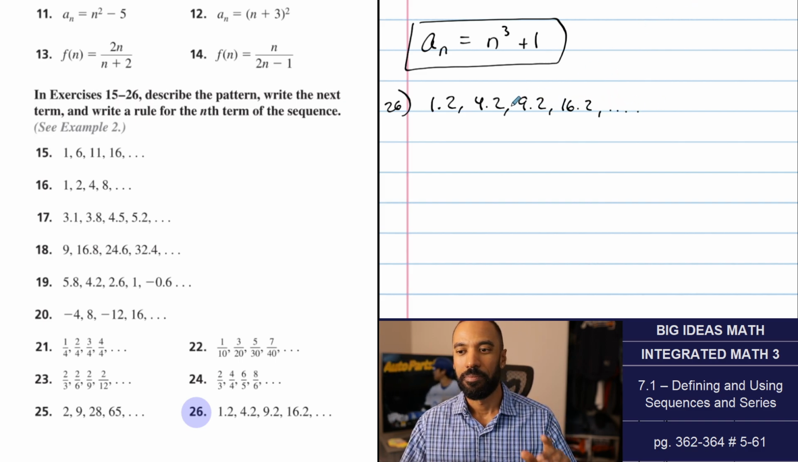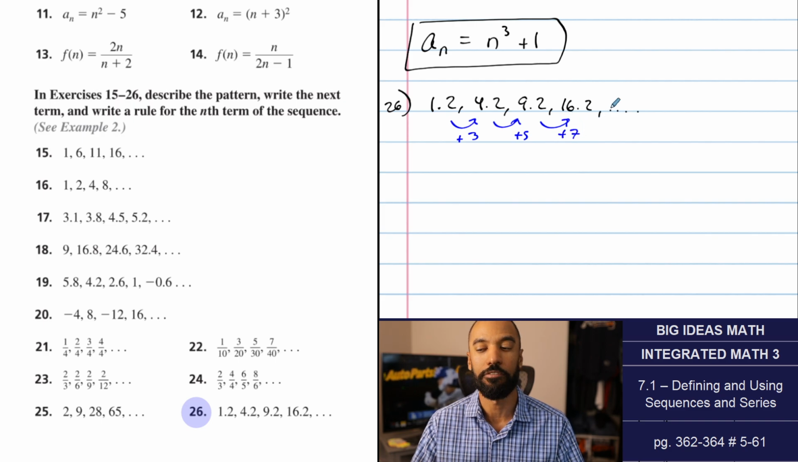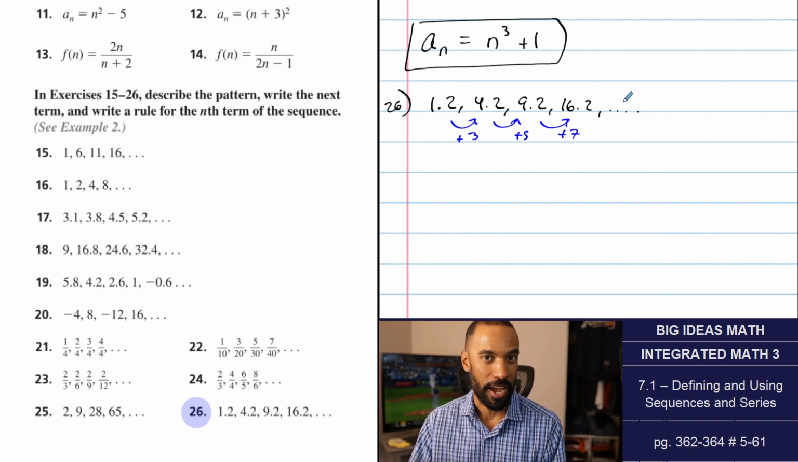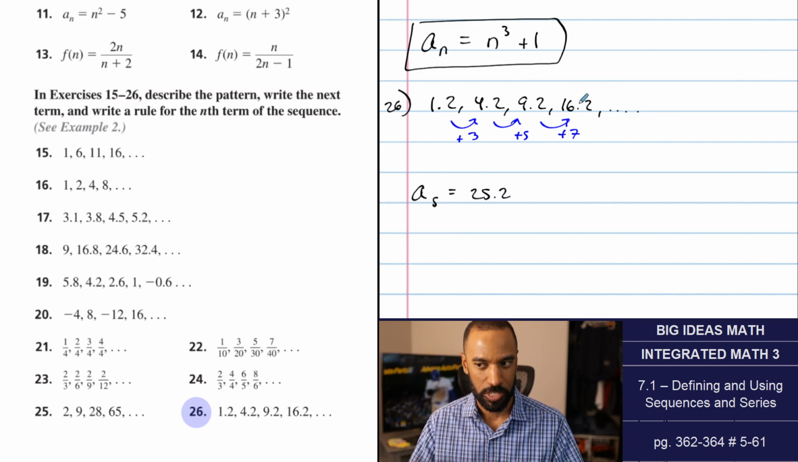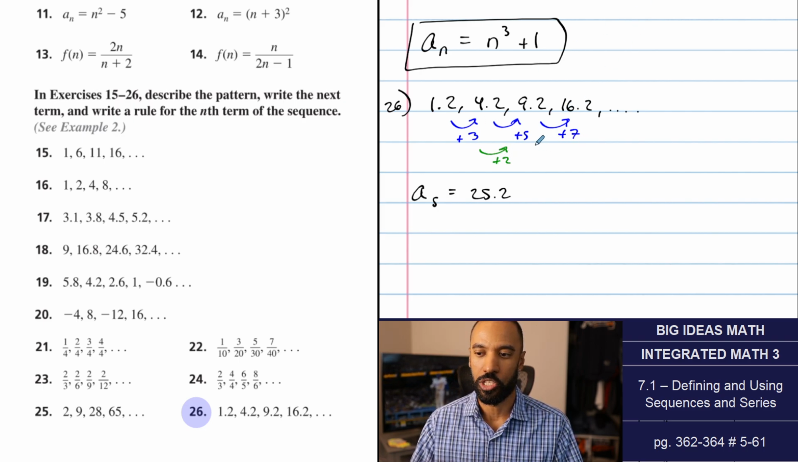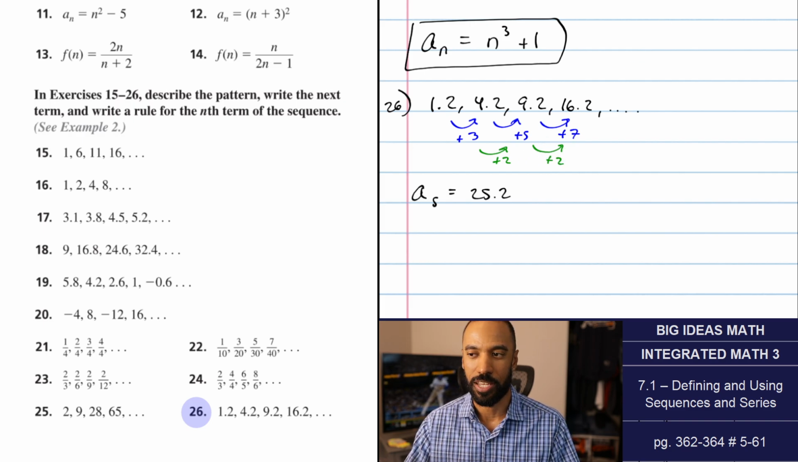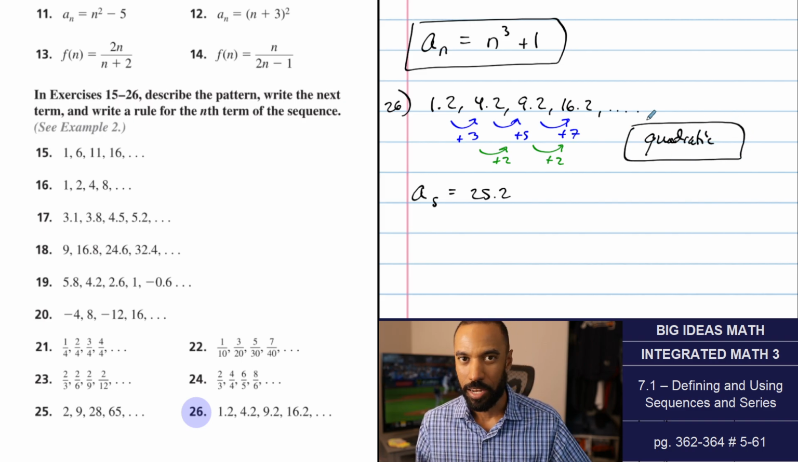Okay, now, only because I saw what we're doing from one to the next. We're adding 3, and then 5, and then 7. That might ring a bell to you that, first of all, the next one will be adding 9, right? So the next term is 25.2, as we do 16.2 plus 9. But the second difference is constant because we're adding 2 from 3 to 5 and adding 2 from 5 to 7. If we're adding 2 each time, that does make it a quadratic sequence. The question is, how do you come up with the rule?